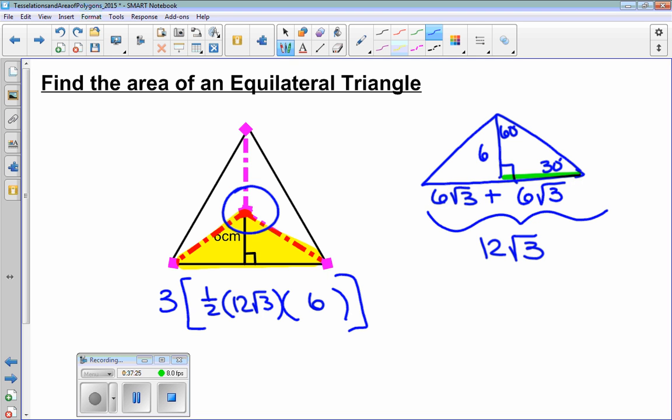In the 30-60-90, 6 is the bottom, so wouldn't it be... No, 6 is not the bottom. 6 is the height. Notice where 6 is. 6 was here.